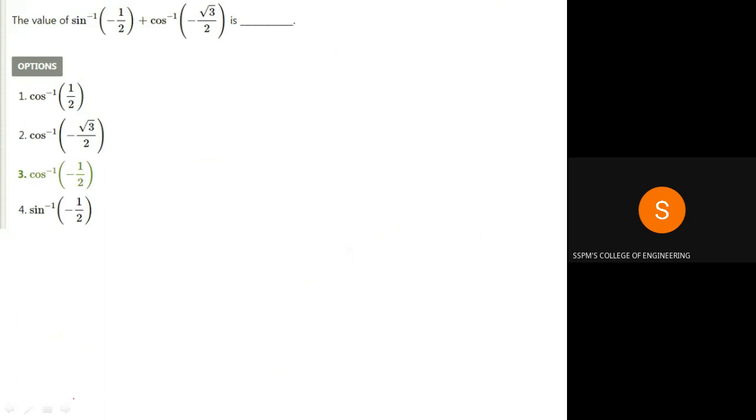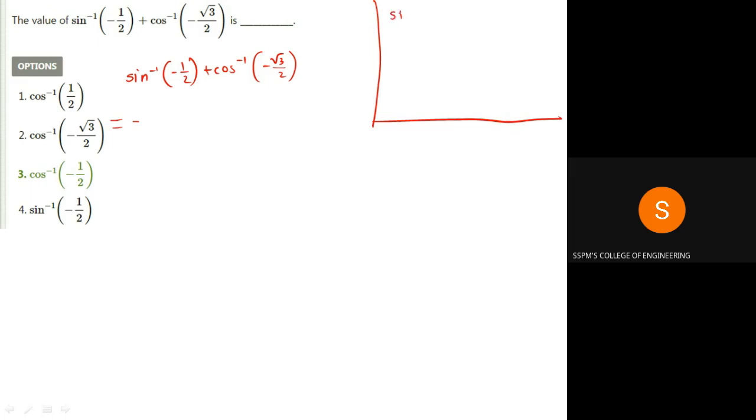Next example. So what is given here? Sine inverse of minus half plus cos inverse of minus root 3 by 2. This is the value that we have to calculate. And so what is sine inverse? So we have already learned this.